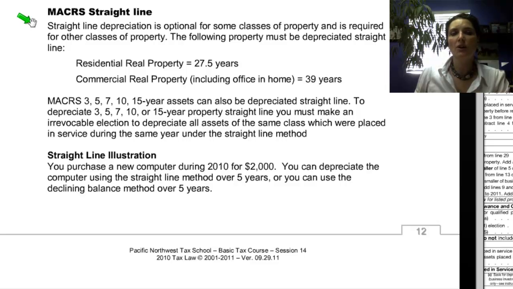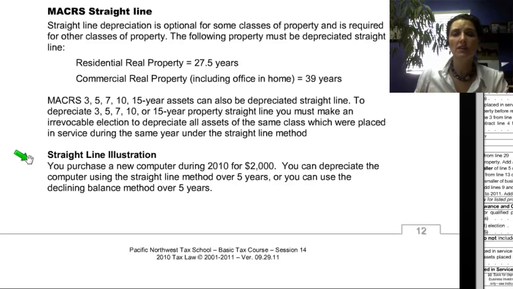Straight line depreciation is optional for some classes of property and is required for other classes of property. The following property must be depreciated straight line: residential real property at 27.5 years, and commercial real property, including office in the home, is 39 years. MACRS 3, 5, 7, 10, and 15-year assets can also be depreciated straight line. To depreciate 3, 5, 7, 10, or 15-year property straight line, you must make an irrevocable election to depreciate all assets of the same class which were placed in service during the same year under the straight line method.